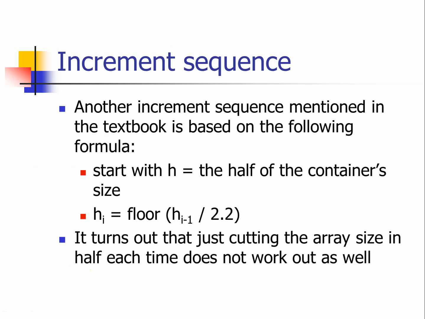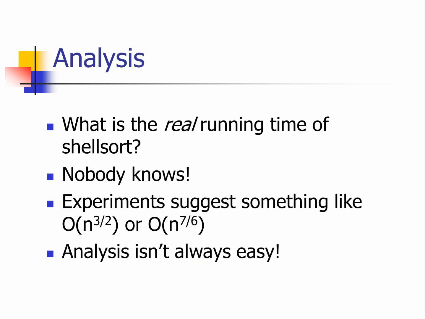Another way of doing that is similar to this one. h_i equals floor of h_{i-1} divided by 2.2. So depending on your size n, you divide it by 2.2, get the floor of that value, and then use that value and divide by 2.2 again to decrease the gap size. So basically this is also another way of doing so.